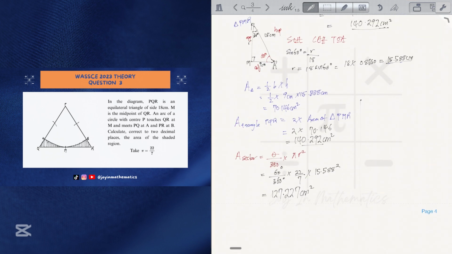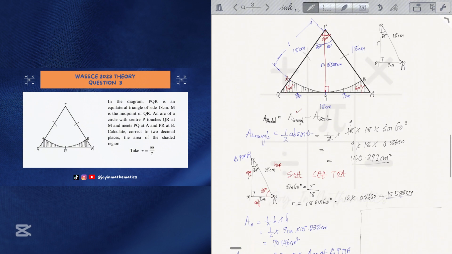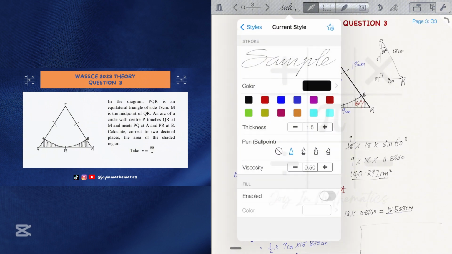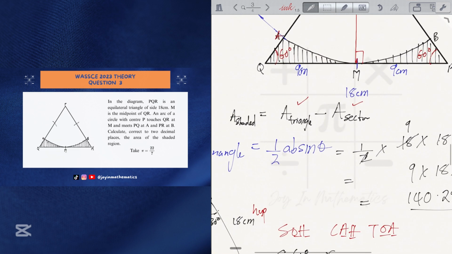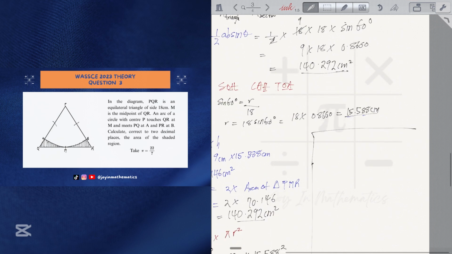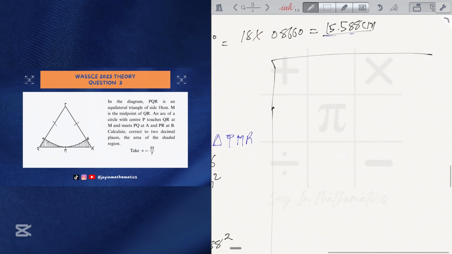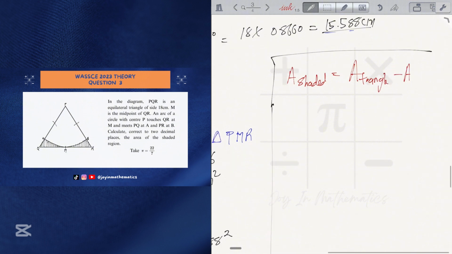Now the final thing is to evaluate the area of the shaded region. So we have evaluated the area of the sector. Now let us evaluate the area of the shaded region, which is the question itself. So we come right here and say area of shaded is equal to area of triangle minus area of sector. So the area of shaded now will be equal to the area of triangle.